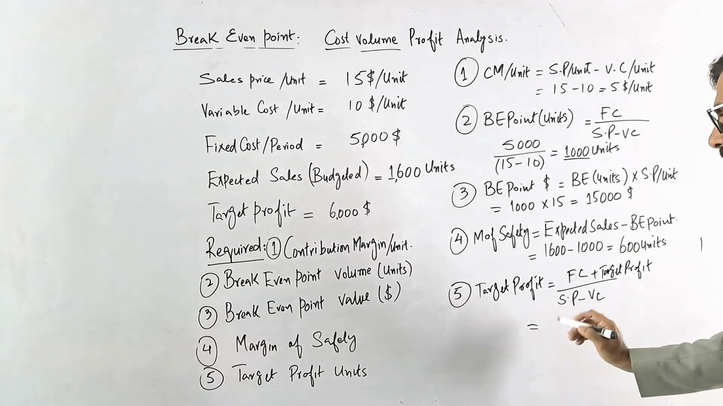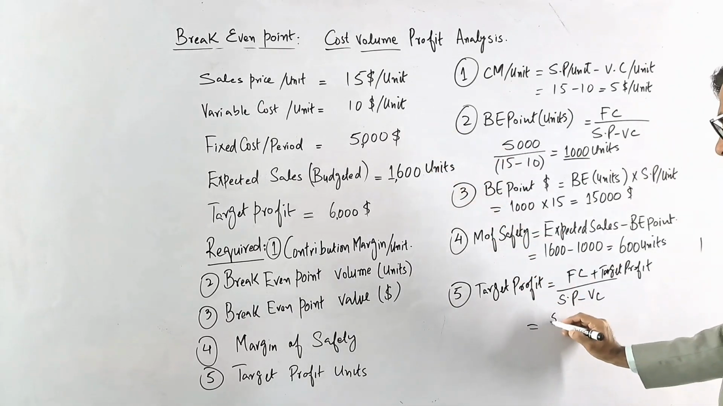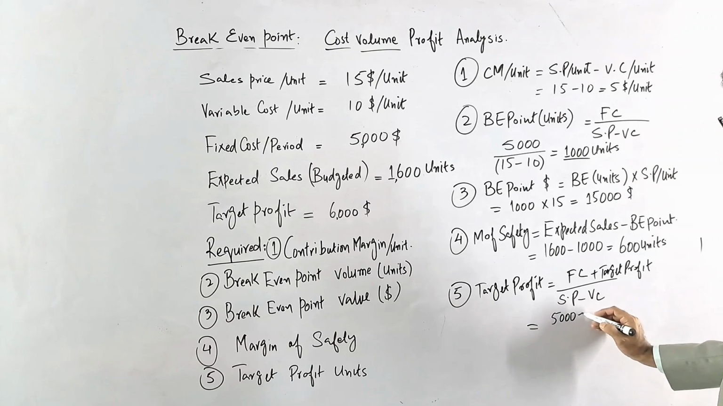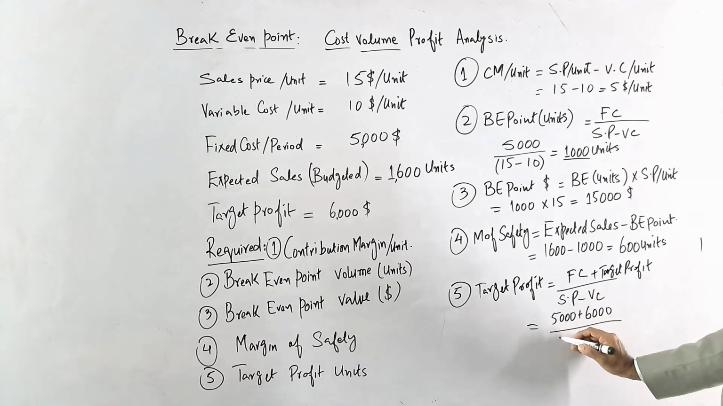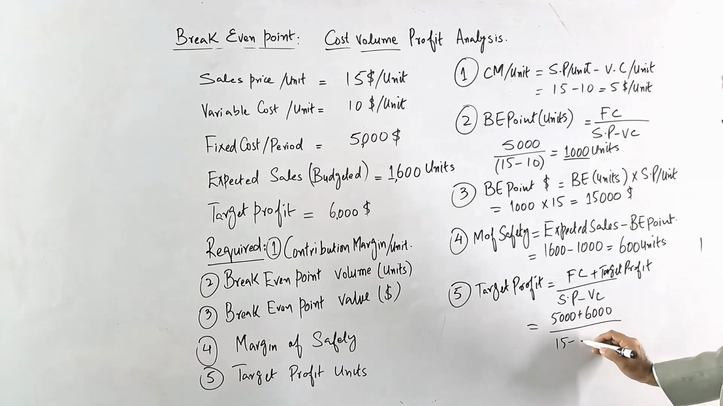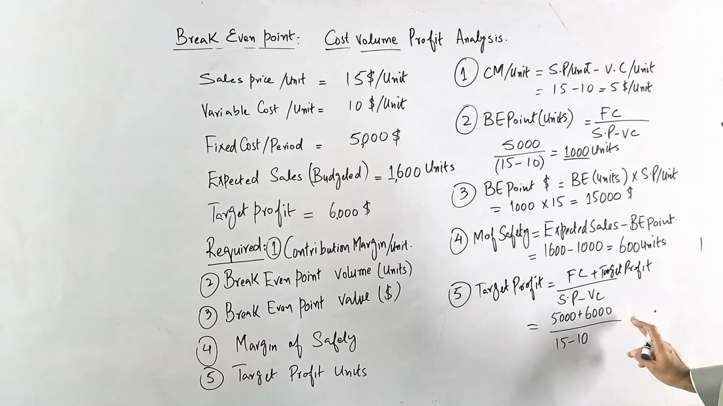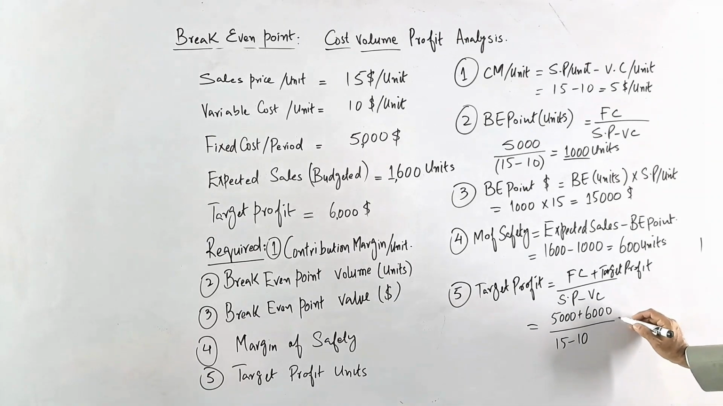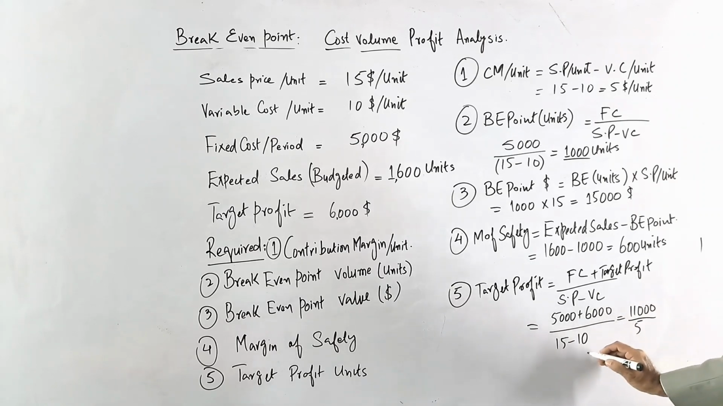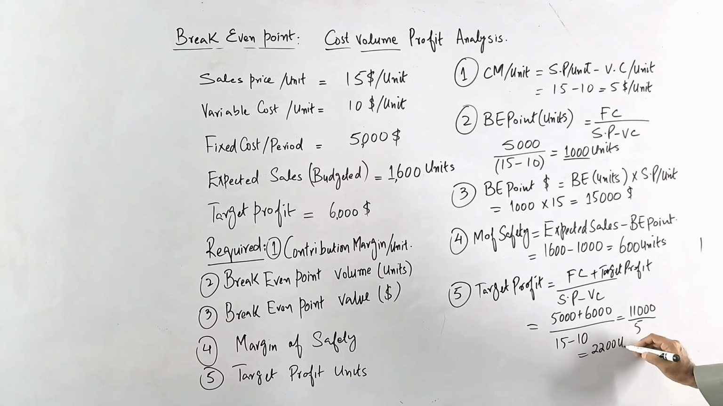Now, the fixed cost is $5,000, plus they want to get a profit of $6,000, and the sale price is $15, and the variable cost is $10. So here it is 11,000 divided by 5. So the answer is 2,200 units.